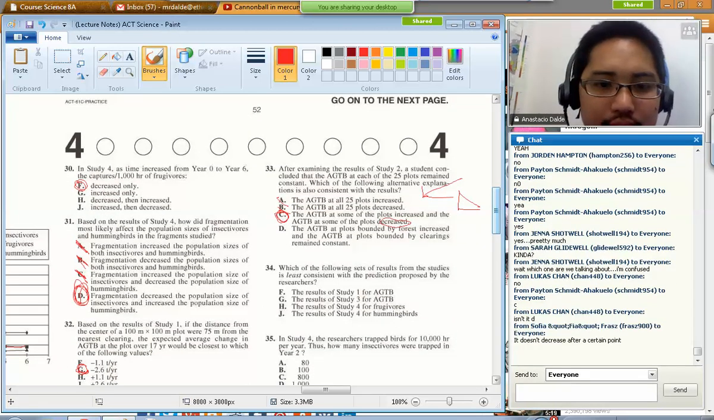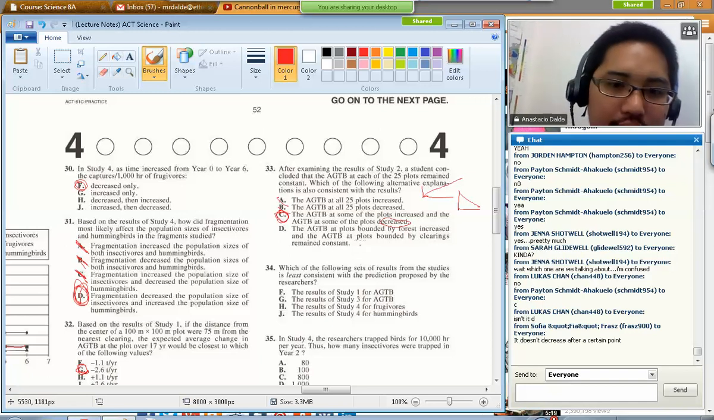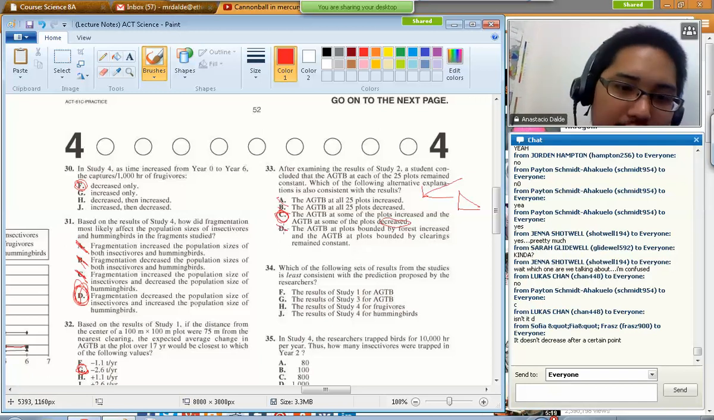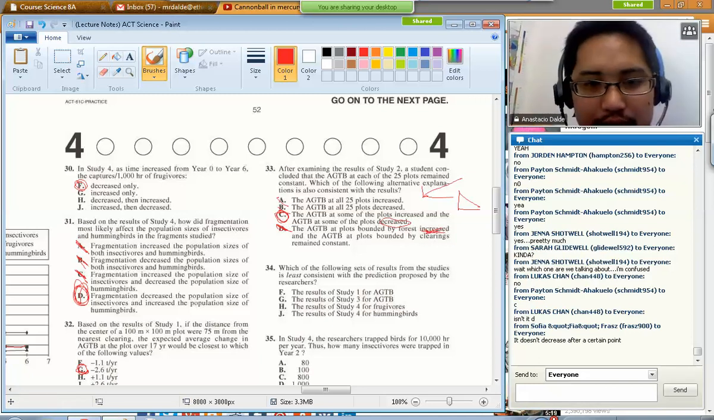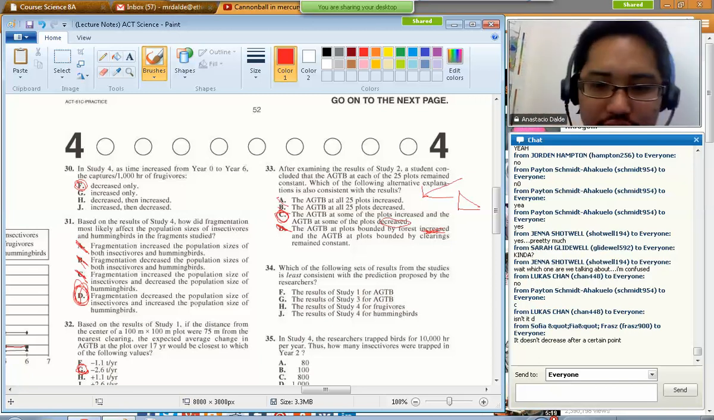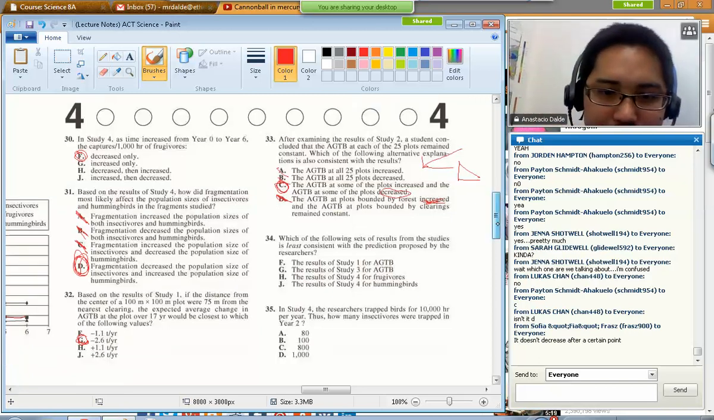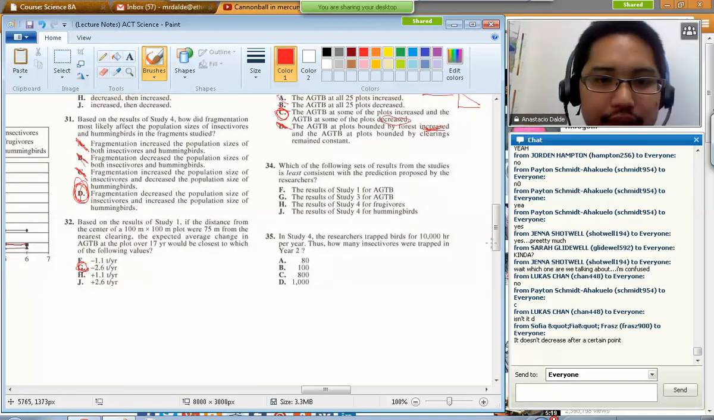And D says the plots by the forest increased and the AGTB for plots bounded by the clearings remained constant. Yes, but I would say D is out because they said the plots increased, and they didn't increase, they decreased. So C kind of gives you the most range. Alright, so I didn't like that problem. That question was a little weird.